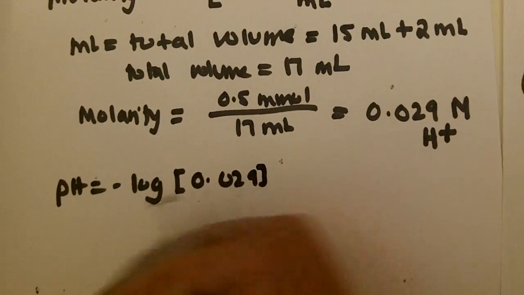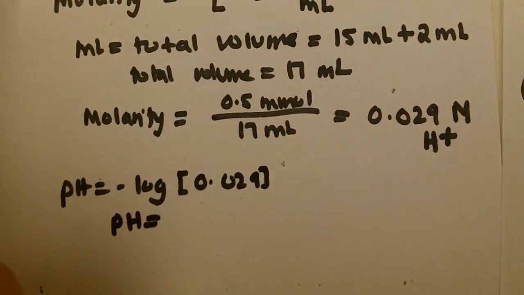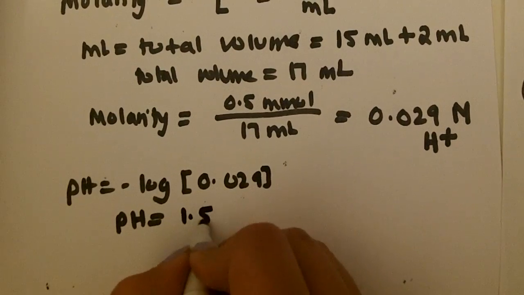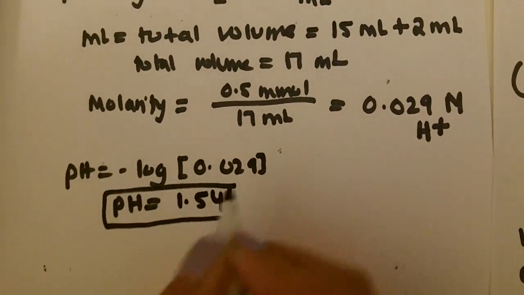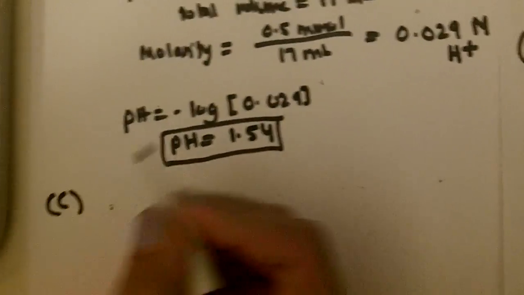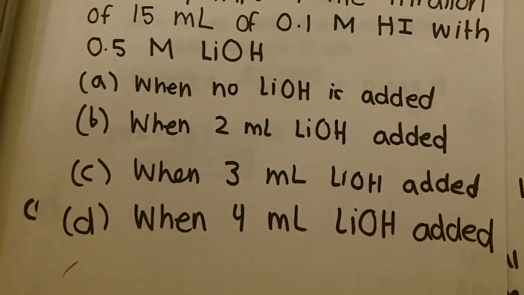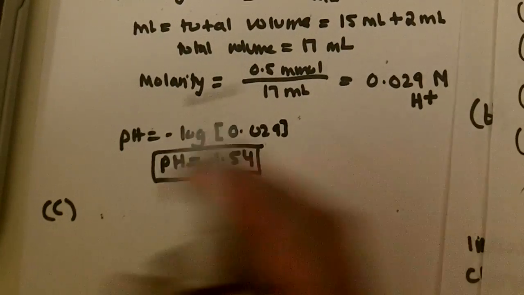So pH will equal 1.54. Okay, so for the next one, for C, it says when 3 milliliters of lithium hydroxide is added.